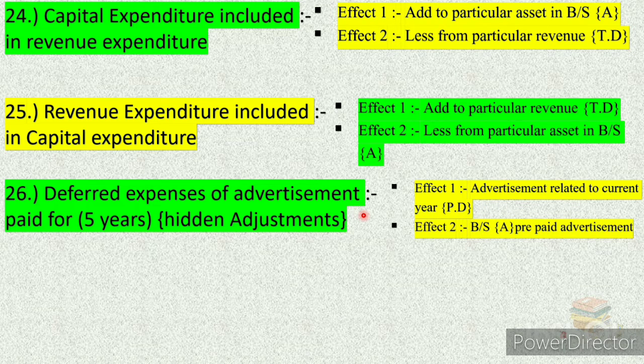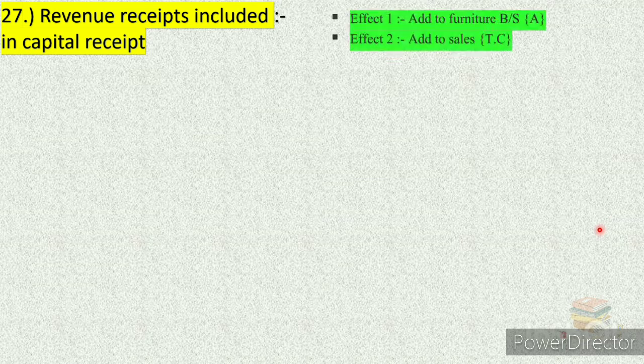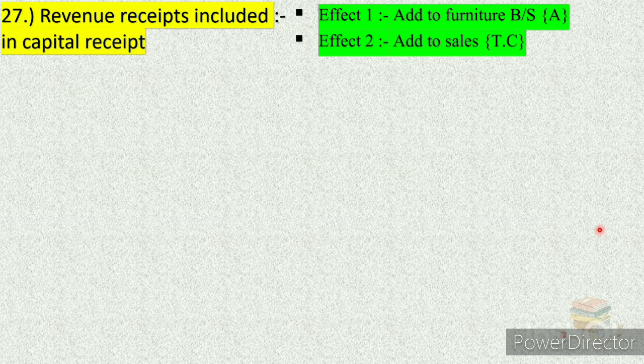Two effects. First effect, adjustment related to current year is to be written in profit and loss account debit side, and second effect is in balance sheet asset side as prepaid advertisement. Further moving to 27th, which is revenue receipts included in capital receipts. Two effects. First effect, add to the furniture in balance sheet asset side, and second effect is add to the sales in trading account credit side.